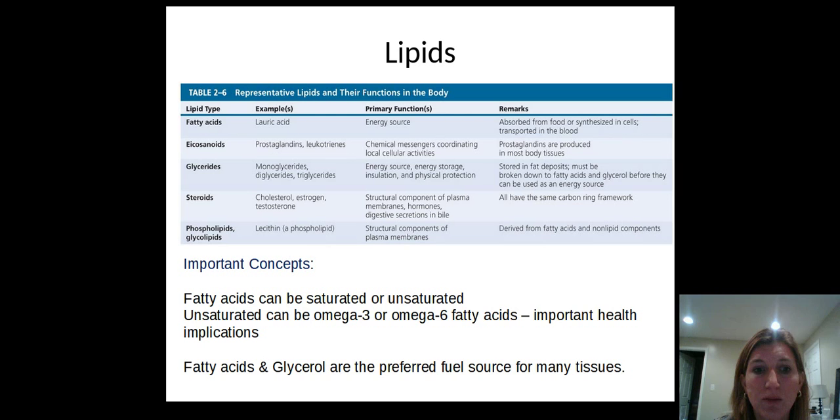Lipids or fats, right? Important concepts here. The difference between saturated and unsaturated fats. You might need to go back in your book and review the basic differences there. It has to do with the double bonds and the number of hydrogen atoms. Fatty acids and glycerol are the main source of fuel for some of our body tissues. And as we get through some of our systems, you'll see which ones prefer that. And we'll talk more about the nutrition aspect of this when we cover nutrition later on in the semester. But this chart here gives you a nice overview of some of the basics that you should be familiar with.